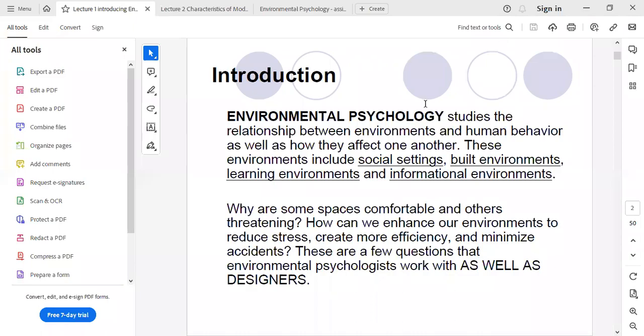All right. Starting from the definition of environmental psychology, which states that it studies the relationship between environment and human behavior, as well as how they affect one another.